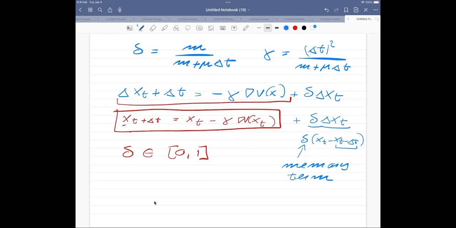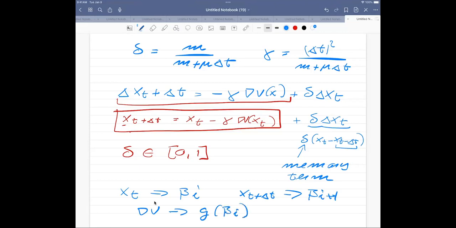Now, in this specific case, what we are going to do now is actually to rewrite things. So if we want to implement it in our case, I'm going to let x of t be beta of I. This is what we have been looking at. And my x of t plus delta t is now going to be replaced by my beta of I plus 1. These are the iterations which I'm dealing with. And my gradient, delta v, is going to be replaced by the gradient as a function of beta of I.